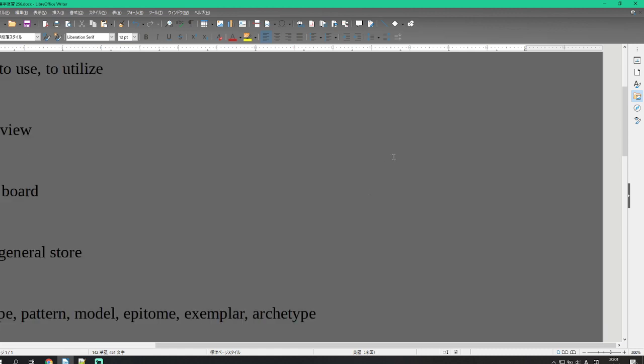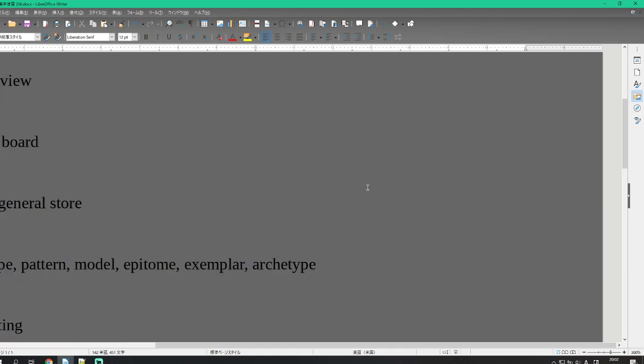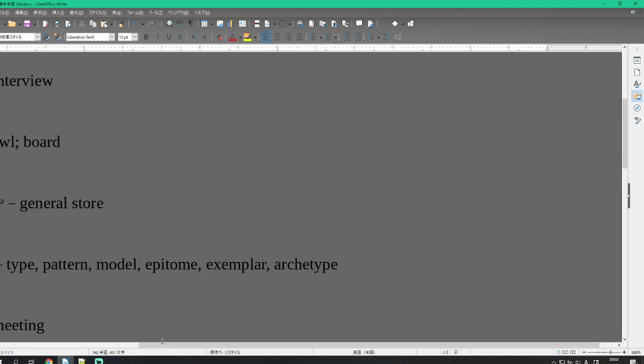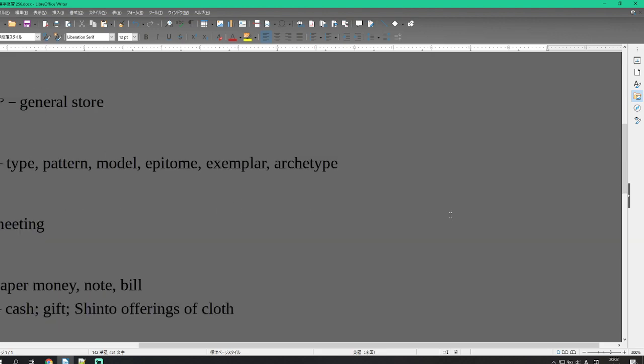A type, pattern, model, or epitome of something is its tenkei. Ten on the left side for rule. Kei on the right. A meeting is a meeting. Again, weird to have that T sound anywhere in Japanese, really. Meetingu is a meeting.